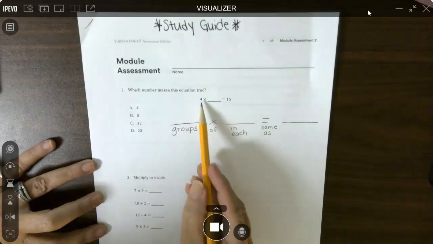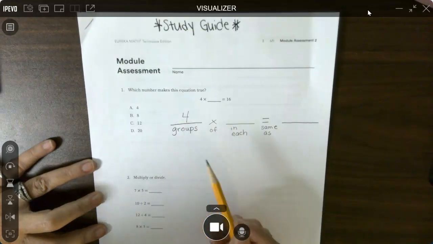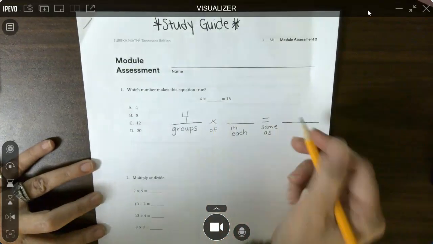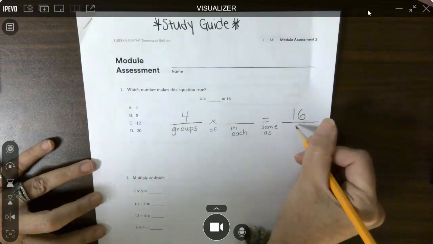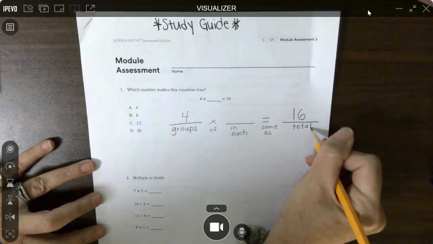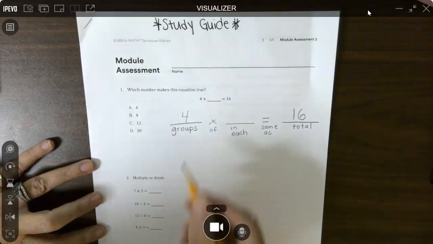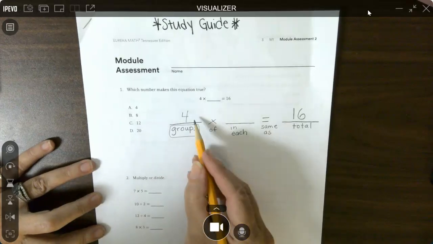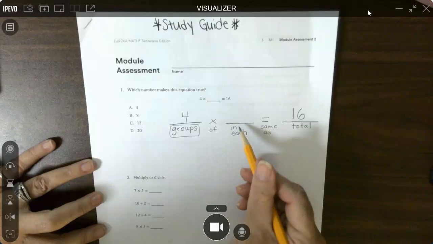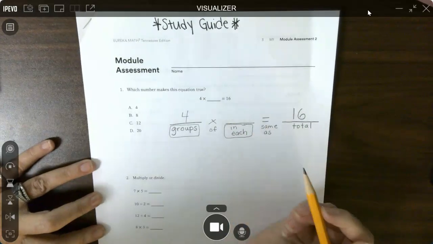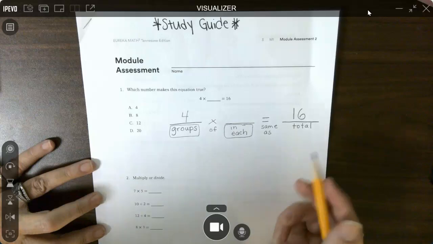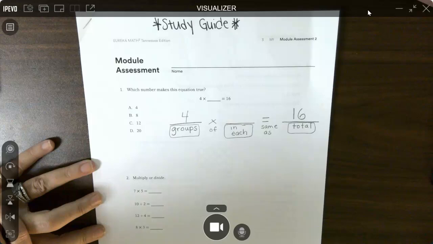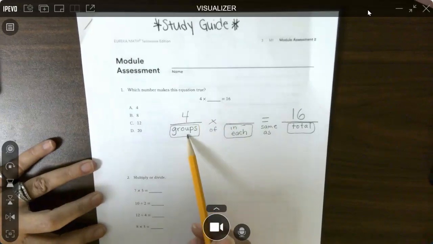So for example, in this equation, I have 4 groups of some amount, and that is the same as having 16 total. Again, 3 very important things for multiplication and division. We have a number that will always represent groups. We have a number that will always represent how many is in each. And we have a number that will always represent a total amount. Okay? In this problem, 4 represents groups.